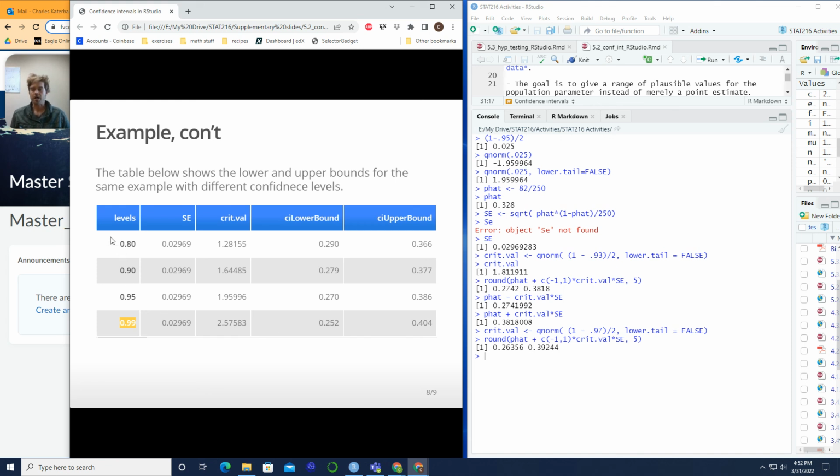One thing to notice is that as the confidence level changes, the standard error stays the same. The sample statistic stays the same. Really, the only thing that changes in the calculation is the critical value. So we really see through this example that the critical value is the thing that's making our confidence intervals wider and shorter, because it's the only thing that's actually connected to the confidence level.